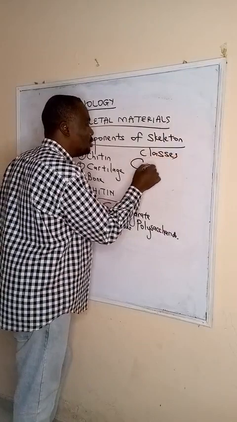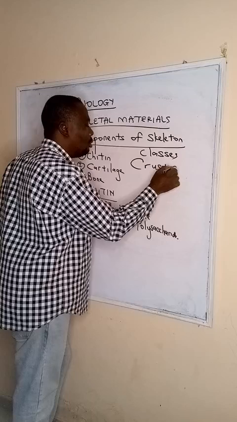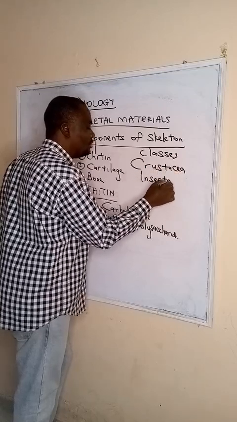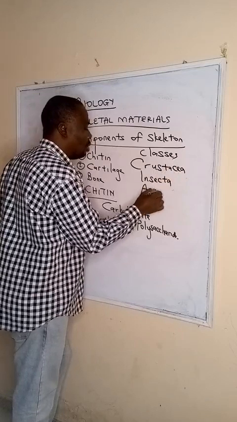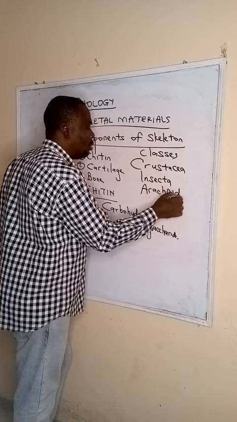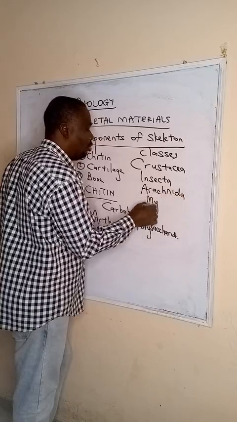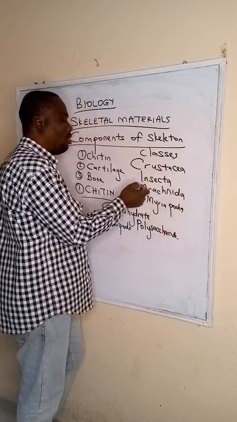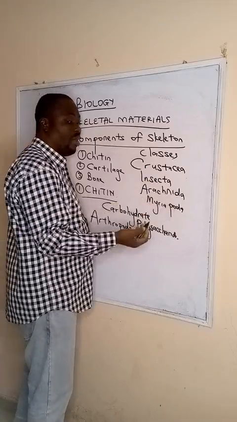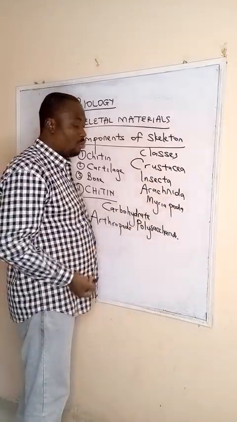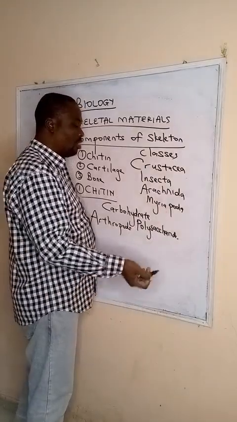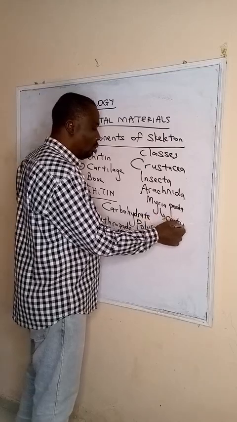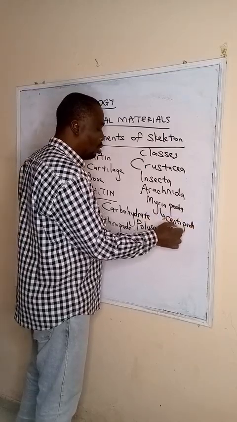So I told you four classes of arthropods: crustacea, insecta, arachnida, and myriapoda. We talked about crustacea and insecta. For arachnida, we have the spider, scorpion, mite, tick. Then myriapoda is made up of centipede and millipede.